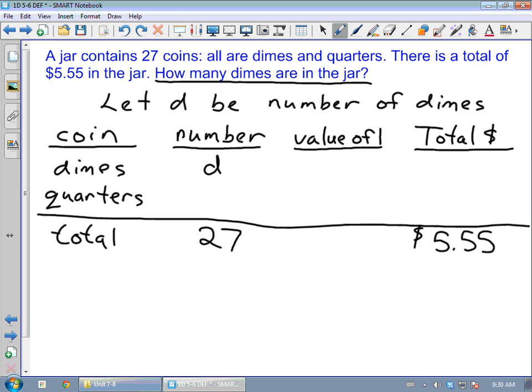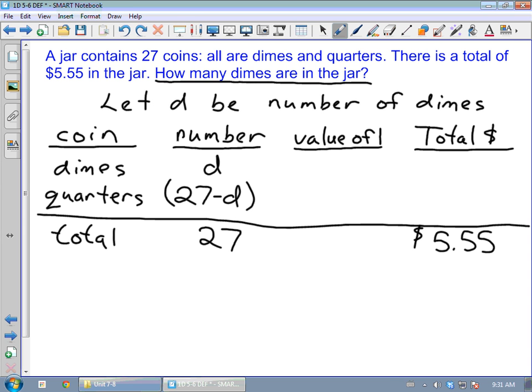If we have D dimes and 27 coins in total, how many quarters should we have? We don't know the number, but we can come up with an expression for it. We've got 27 coins in this jar. D of them are dimes. All the other ones are quarters. What expression can we have here, Abby? 27 minus D. Everything else has got to be a quarter. You just take away the number of dimes, and that gives you the number of quarters.